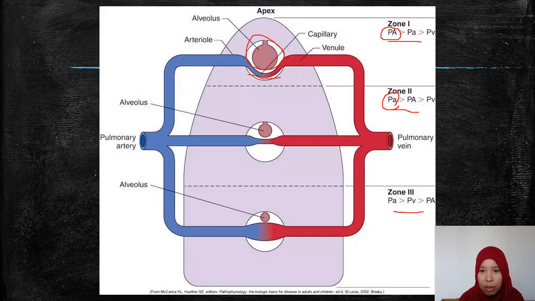And then in zone 3, you have partial pressure of artery, the biggest, followed by partial pressure of vein, and also the partial pressure of the alveolus, the smallest. So you can see that the size of the alveolus in zone 3 is the smallest here. Zone 3 consists of a smaller alveolus. Therefore, you're saying that it's where there's higher perfusion but less ventilation, right?